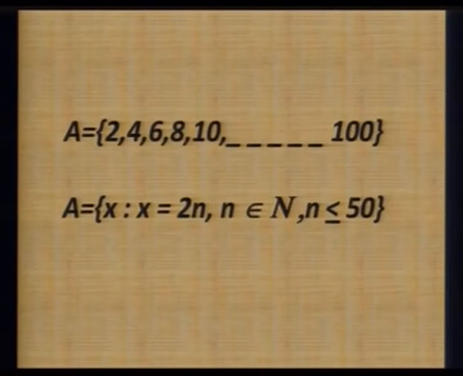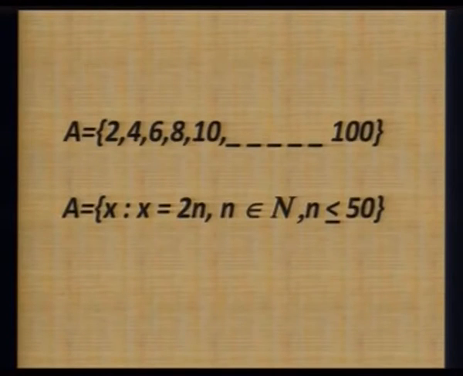So all elements from 2 to 100 are defined in the way that x is 2n, means an even number, where n is less than or equal to 50. So automatically by way of 2n, it will become less than or equal to 100.